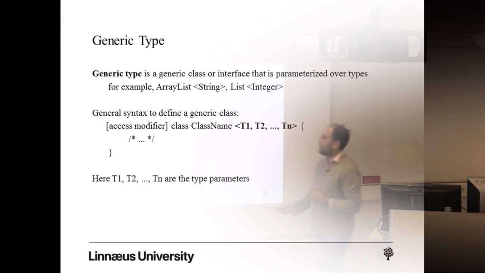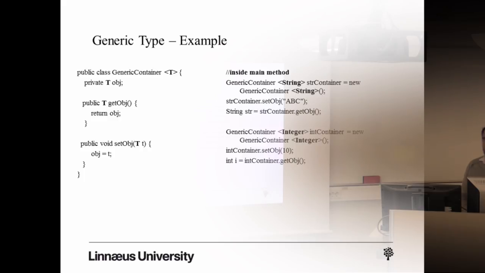To get a generic class, it is the same as a normal class definition. We have access specifiers, public, or you can maybe omit it. And then you have the class keyword and class name. But after the class name, we have these angle brackets where we specify the type parameters. There could be more than one type parameter. The type parameters are the different types that you want to instantiate a generic type with.